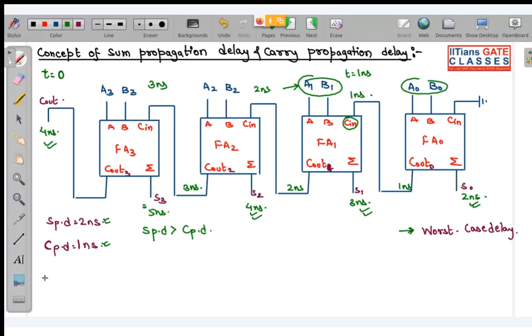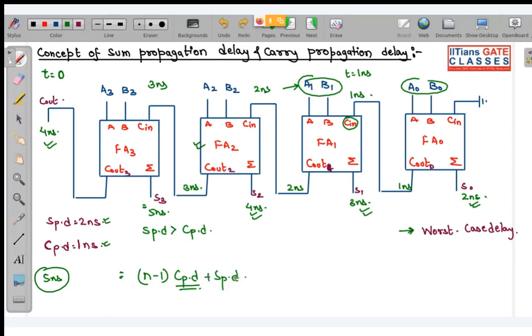So here your worst case propagation delay is how much? It is 5 nanosecond. So the formula, if I want to write the worst case delay, it is actually n minus 1 CPD plus SPD. Why? Because you can see in the subsequent stages up to here, everything that was mattering was this CPD, how fast CPD is getting propagated. But in the last stage, we got CPD, but we were waiting for this S3. So that is why, due to this last stage, we have one SPD added over here.